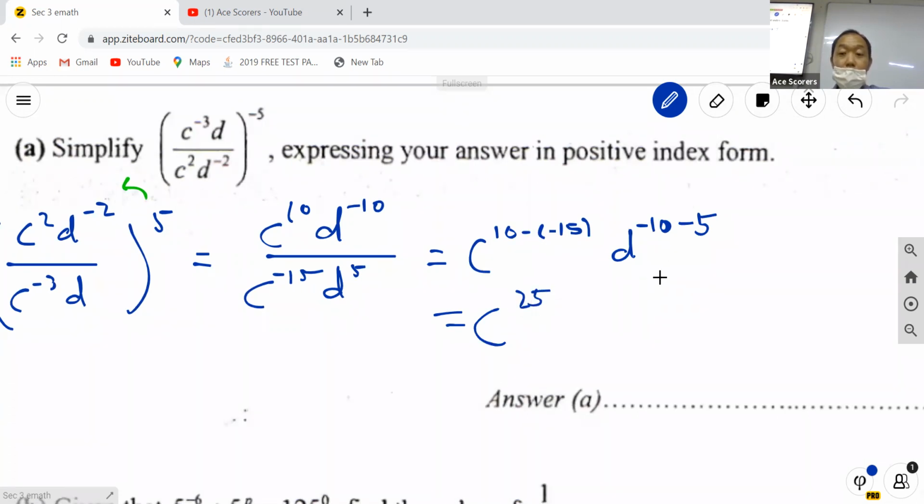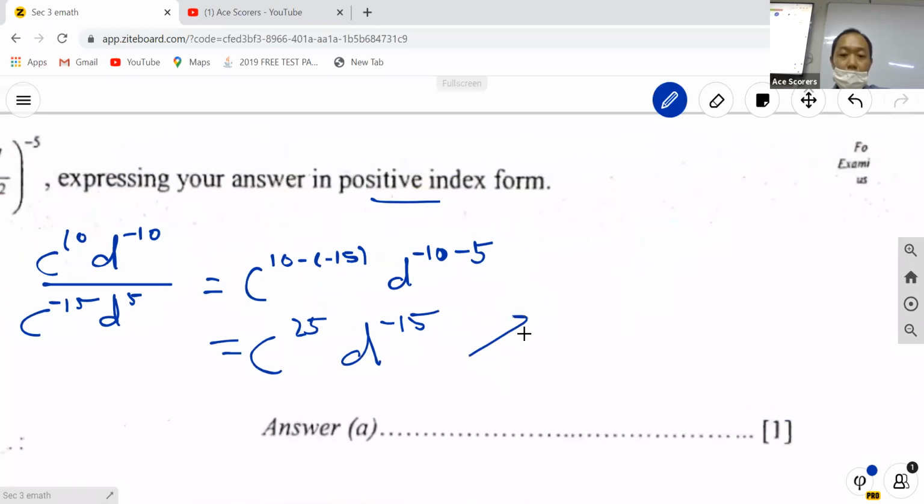Then here is d to the power of negative 15, but they want positive index form. What it means is the d must go down, so it equals c to the power 25 over d to the power 15. Okay, that is the final answer.